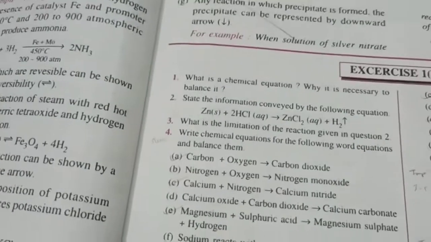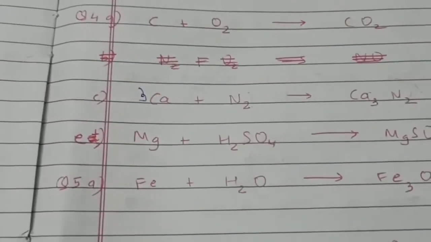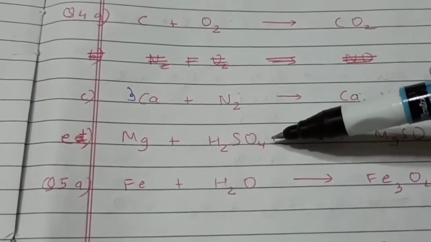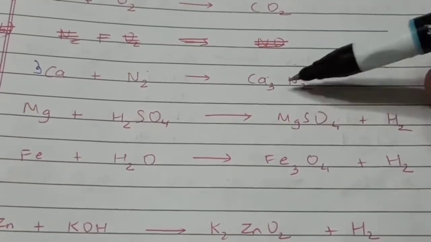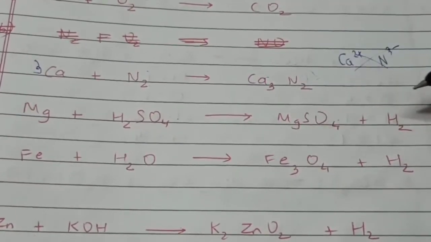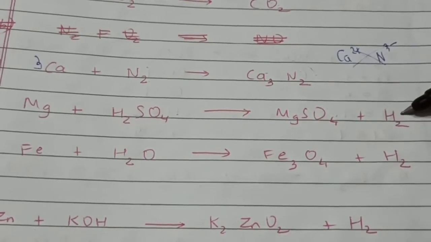E. It's magnesium plus sulfuric acid gives magnesium sulfate plus hydrogen. So first of all, magnesium will be monoatomic. Sulfuric acid, you should know the formula of all the acids. And magnesium sulfate, yes, 2 plus and 2 minus got cancelled, so this is the correct formula. Plus hydrogen. Hydrogen is a diatomic gas, so this is how we'll write it. Don't just write H. It is always H2 if hydrogen is alone. It is in diatomic molecular formula.